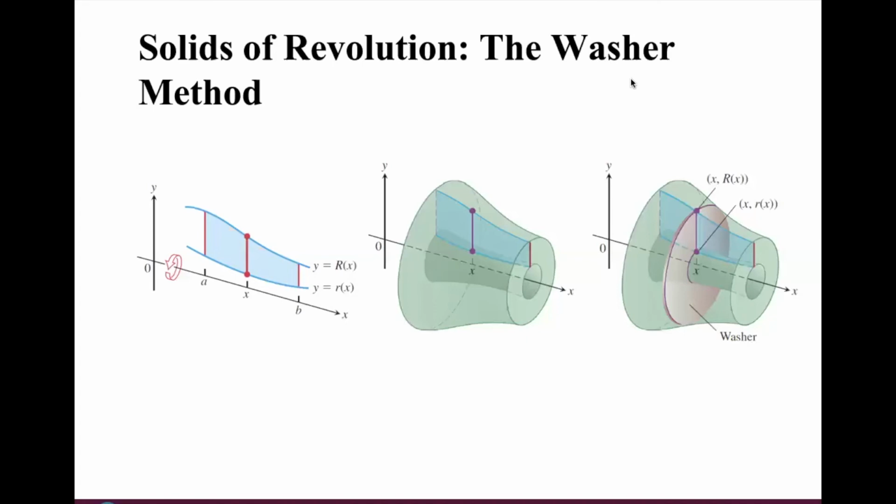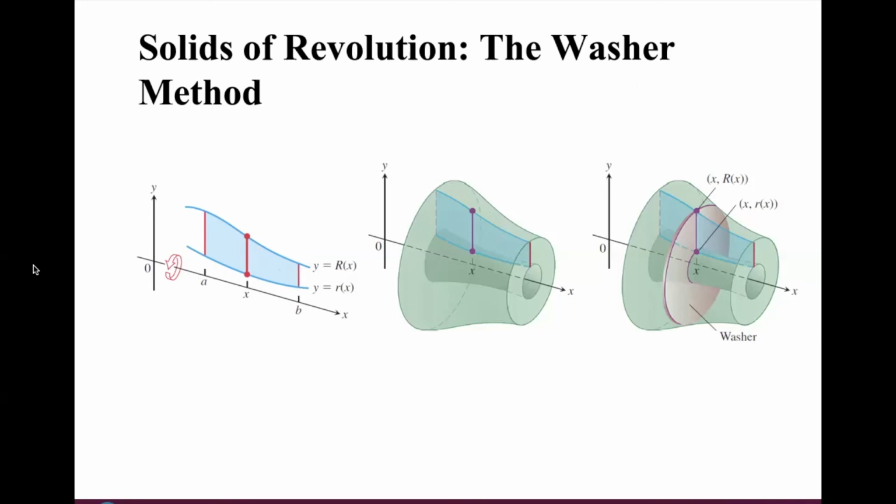That brings us to our last objective for this section, which is the washer method. So now I'll explain the difference between the disk method and the washer method. When you use disks, the region that is being revolved about some line is going to lie flat up against that line, which you can see in this picture is not happening. There's a space between the region and the axis of revolution.